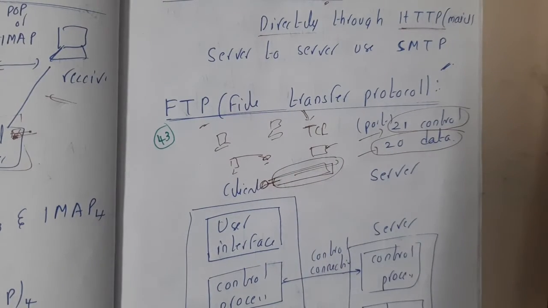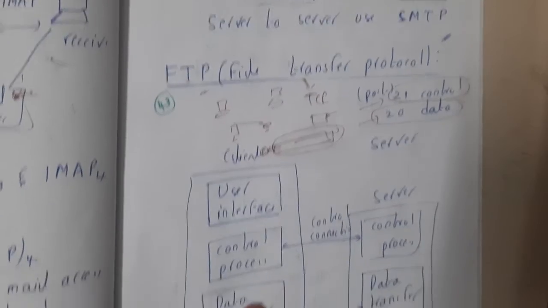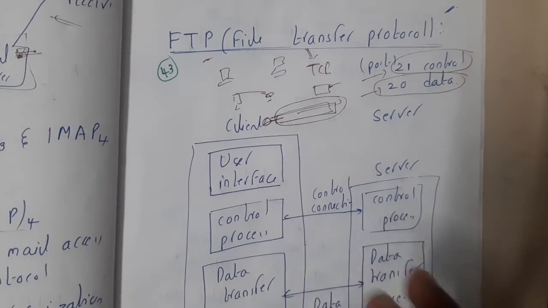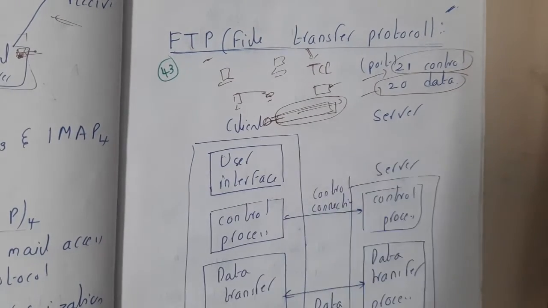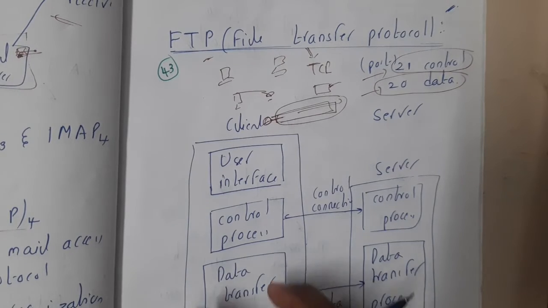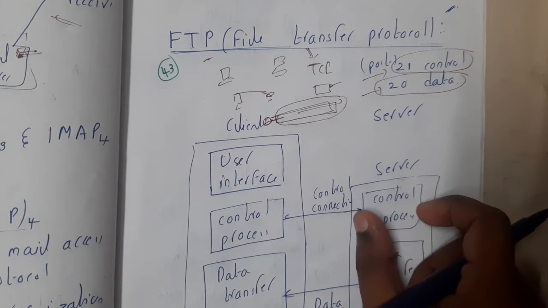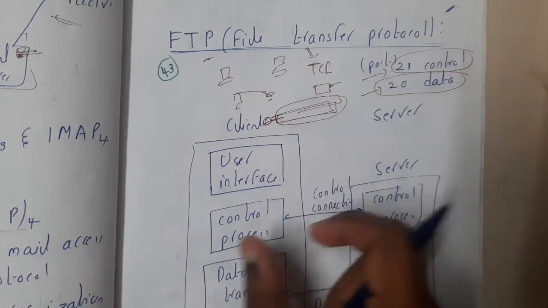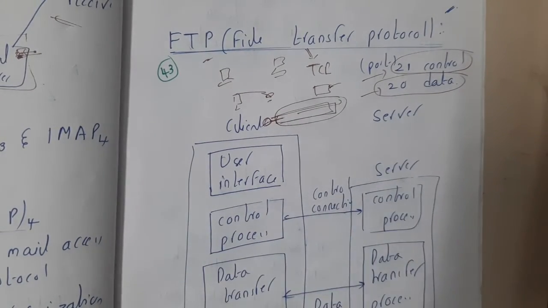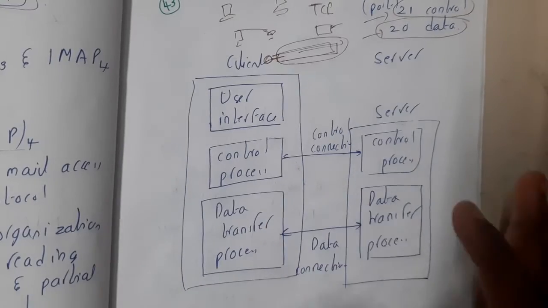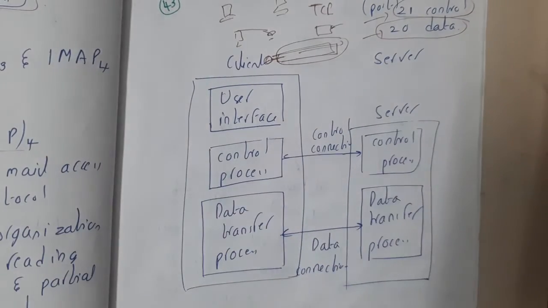Got it? So this is our client and this is our server. We will have the user interface at the client side, so the user can drag and drop the files and everything. The data is transferred to the data transfer process, and the control process will handle control. Basically, control will access the control things and the data transfer will access the storage things. In this way TCP will work, guys.